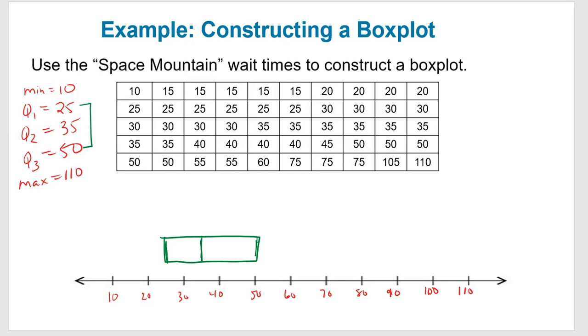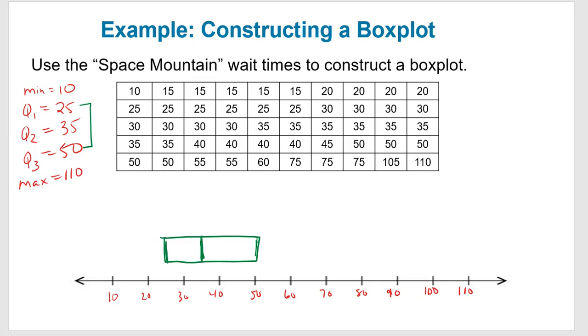So that box right there is the inner 50% around the median. And notice, here's my median right here. I've got a little bit more data than I do here. So this 25% is a little bit more spread out than this 25%. And that's important that we realize that.